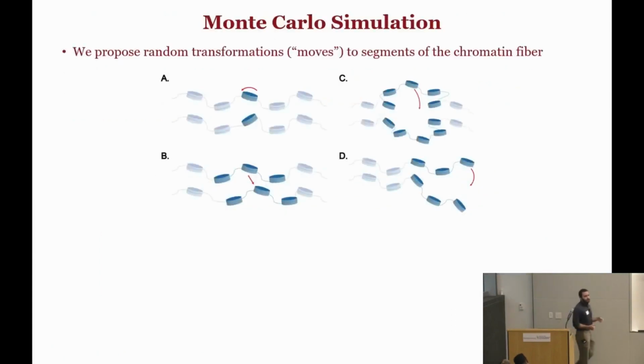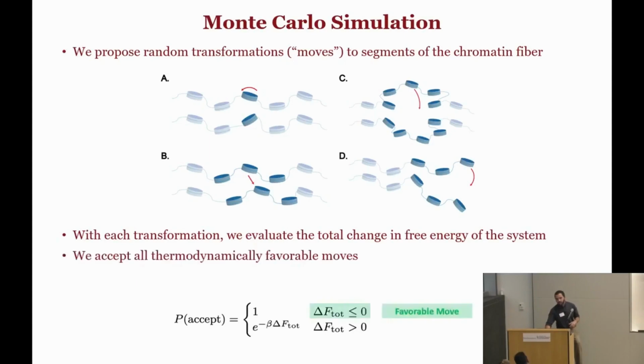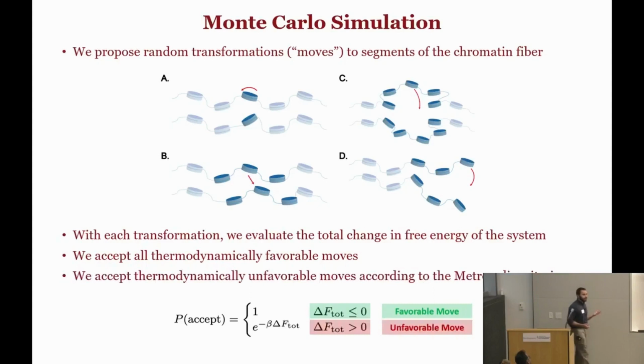So now we have a free energy equation that captures contributions dictating the favorability or the likelihood of a chromatin state. And we can sample chromatin configurations using Monte Carlo simulation based on those free energies. So we apply random geometric transformations to segments of the chromatin fiber, and we evaluate the energy change associated with each transformation. What Monte Carlo simulations mean is that favorable moves that reduce the free energy of the system, or make a chromatin fiber more likely, are always accepted, while moves that increase the free energy are probabilistically accepted.